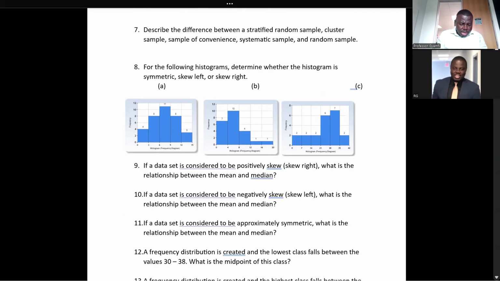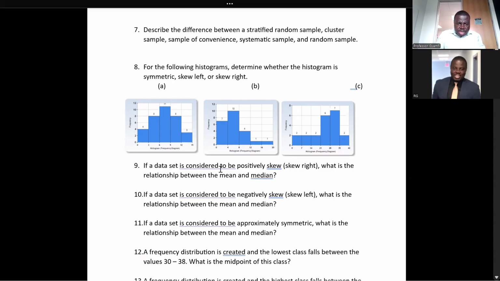Now, in 8, it says for the following histograms, determine whether the histogram is symmetric, skewed left, or skewed right. Now, for the first one, you could see that it's symmetric if you draw a line to divide the histogram into two. So A is symmetric. For B, it is skewed right. And then C, it is skewed left.